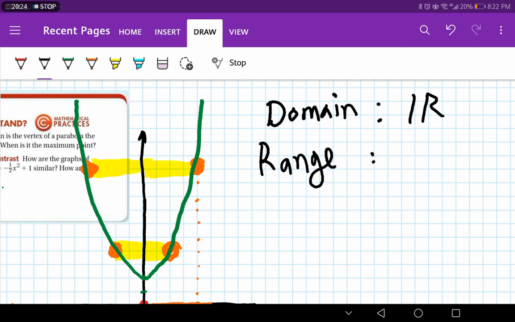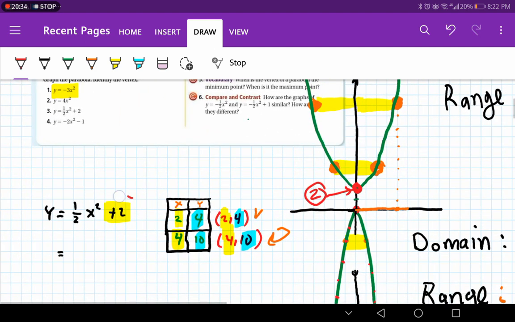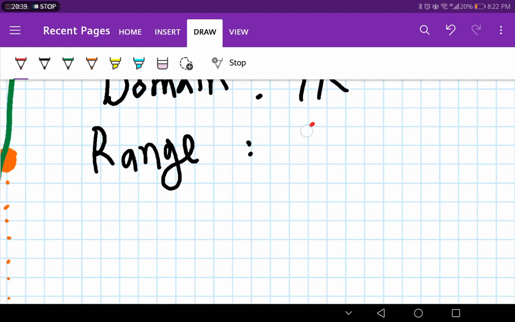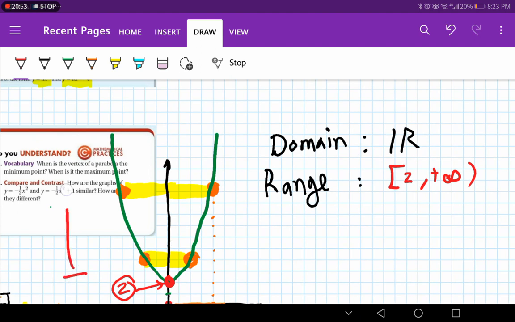Okay, where is the vertex, my dear student? The vertex is here. And what I have here, as we said before, is 2, teacher. And where do I get the 2 from? From here. Okay, so the range starts from 2. It is starting from 2 to where? To positive infinity. Why positive infinity, teacher? Because it moves up.